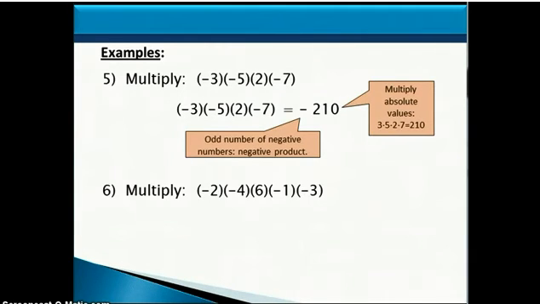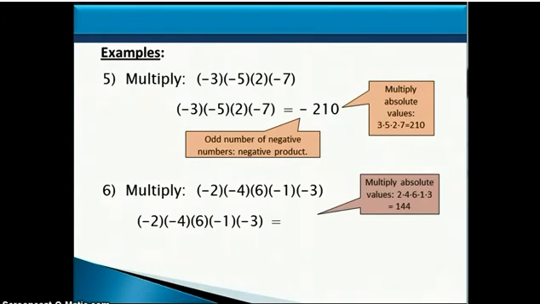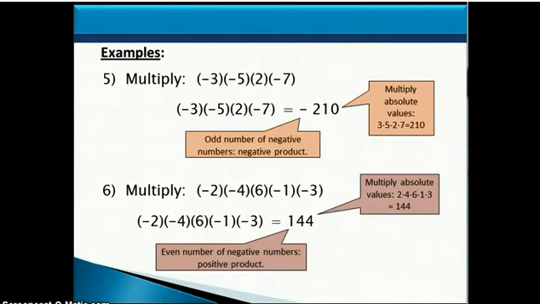Now let's multiply negative 2 times negative 4 times positive 6 times negative 1 times negative 3. So we multiply their absolute values together first. 2 times 4 times 6 times 1 times 3 is 144. But what is the sign going to be? Well, we have an even number of negative numbers. We have 4 negatives multiplied together here. And so our product will be positive in that case, since that's an even number of negative numbers being multiplied.